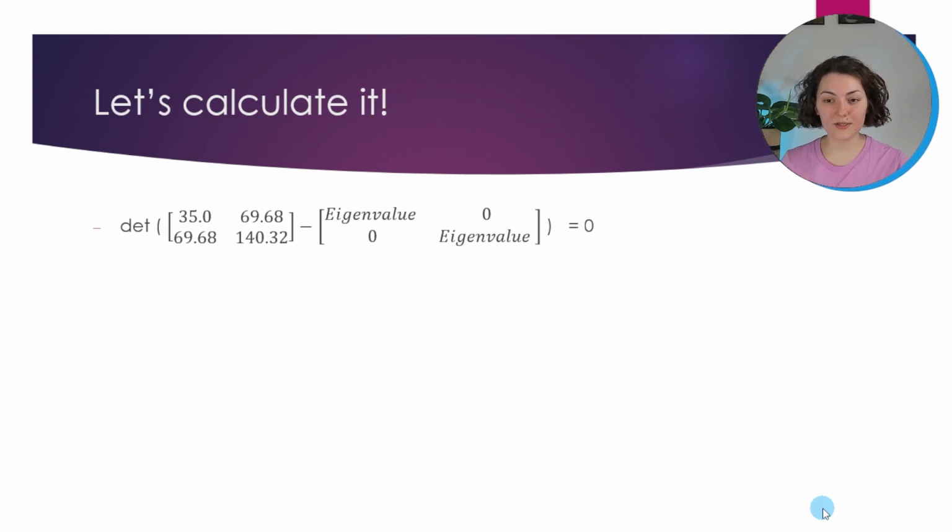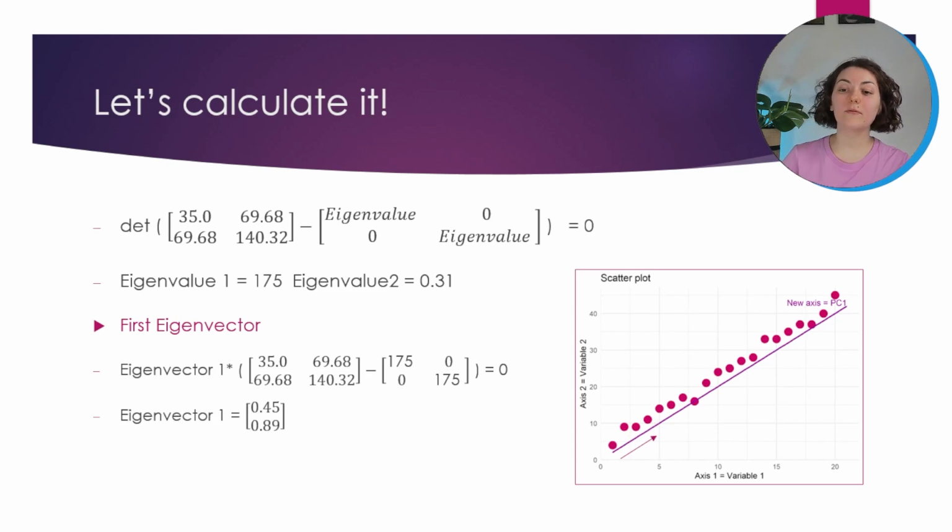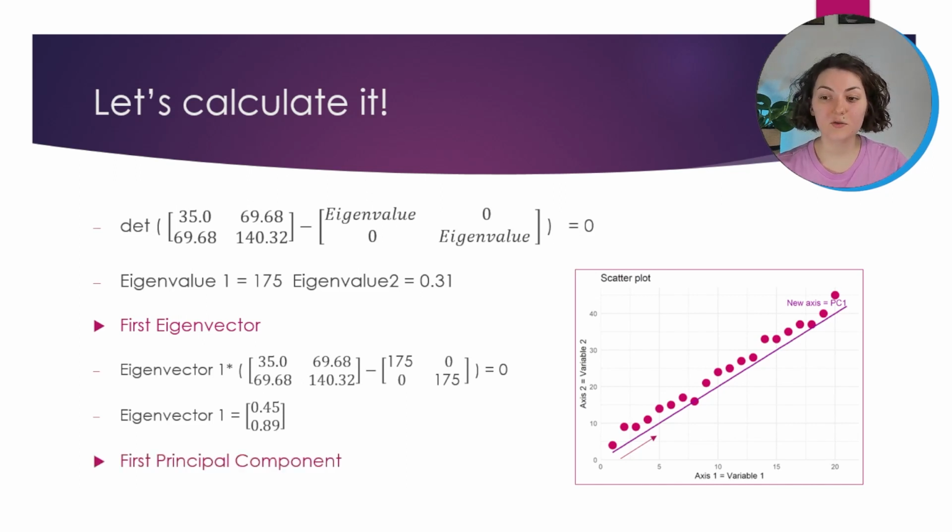Once we solve this equation, as previously discussed, we conclude that our first eigenvalue is equal to 175 and the second eigenvalue is 0.31. When we plug the bigger eigenvalue in our equation back, we obtain the eigenvector which is in the direction of the largest variation. This is a vector pointing to 0.45, 0.89, assuming it starts from the origin. Once we have the eigenvector, we can project our data onto this vector to obtain the first principal component values.